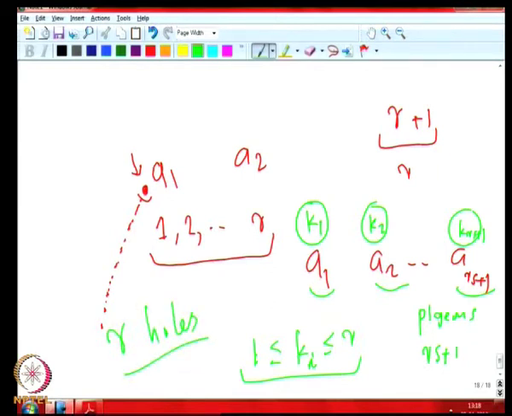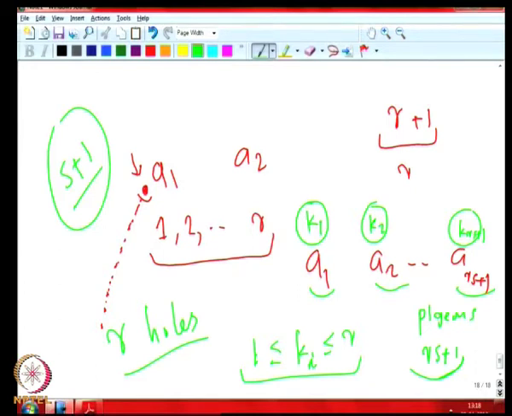R halls and RS plus 1 pigeons. So, we can apply our generalized pigeonhole principle here. With RS plus 1 pigeons and R halls, there should be at least one hall in which S plus 1 or more pigeons are occupied. This is because otherwise all the halls would be occupied by at most S pigeons only.